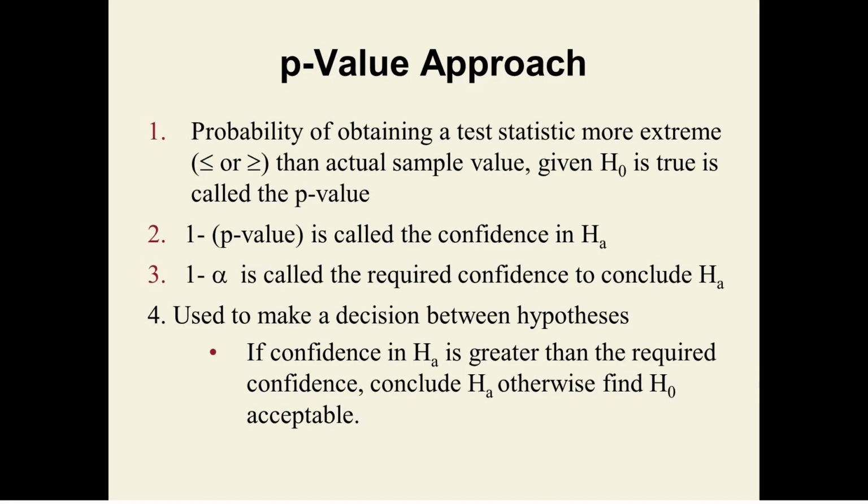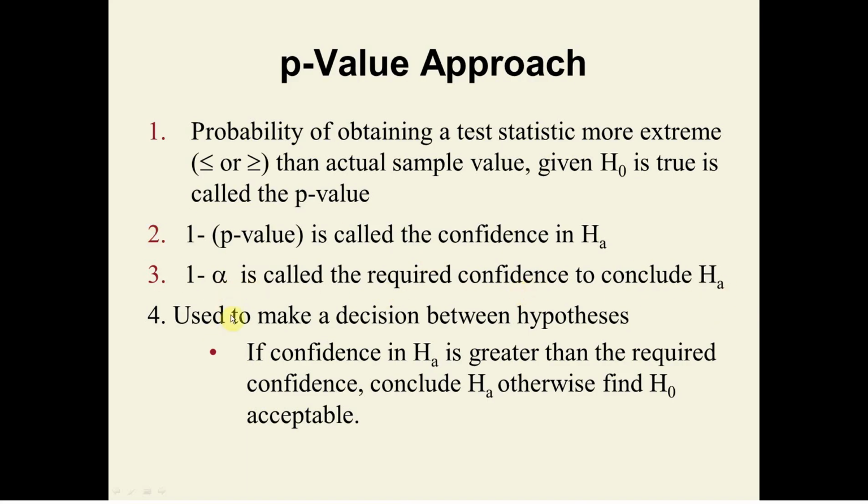It's always H naught is false or we don't know. So that's an important distinction. And it has to do with the p-value being less than alpha. So alpha is the level of confidence, let's say 5%. 1 minus alpha, so alpha would be the required level of significance. 1 minus alpha would be the required confidence to conclude the alternative.